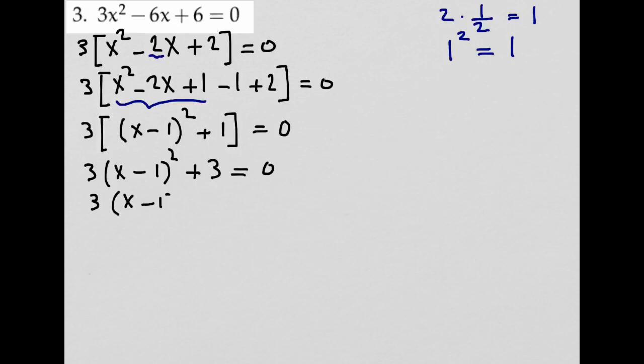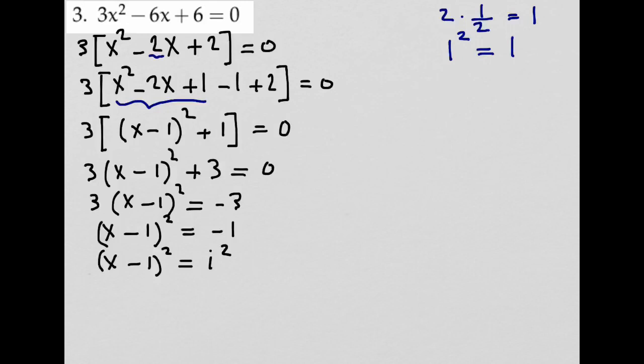3 times (x minus 1) squared equals negative 3. We can divide both sides of this equation by 3 to get (x minus 1) squared equals negative 1. And recall that negative 1 is equal to i squared. The complex number i is the square root of negative 1, so i squared equals negative 1.